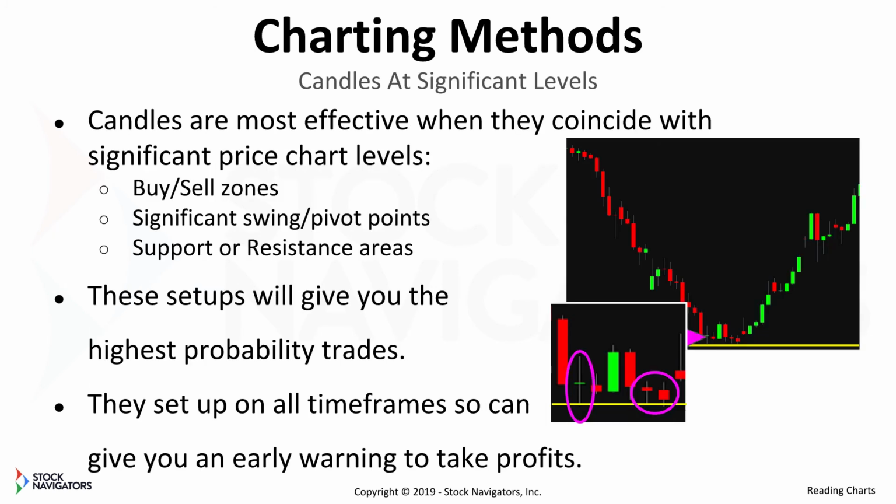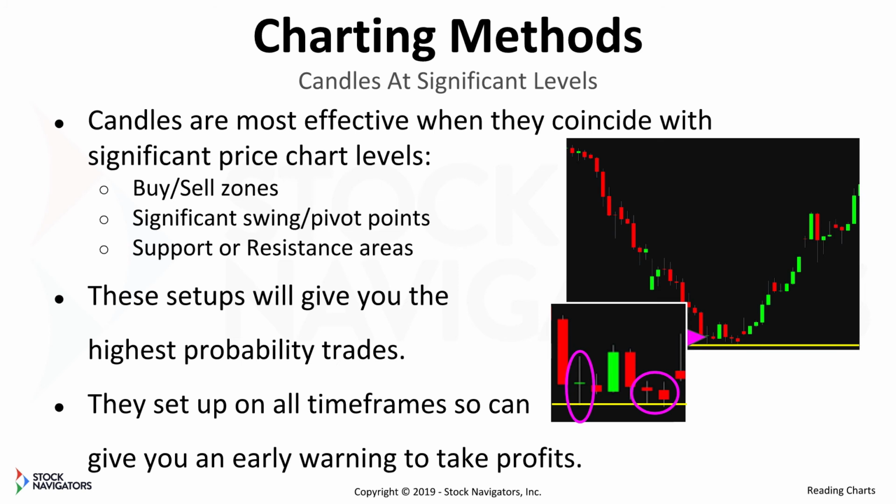So all of these candles that I'm talking about are really only significant to us, and are by far most effective, when they happen at significant price levels, or key levels. And these levels are generally going to be buy or sell zones, which we're going to show you how to identify and how to draw, or what we call significant swing points, sometimes referred to as pivot points, which we're also going to talk about, or just general support and resistance areas.